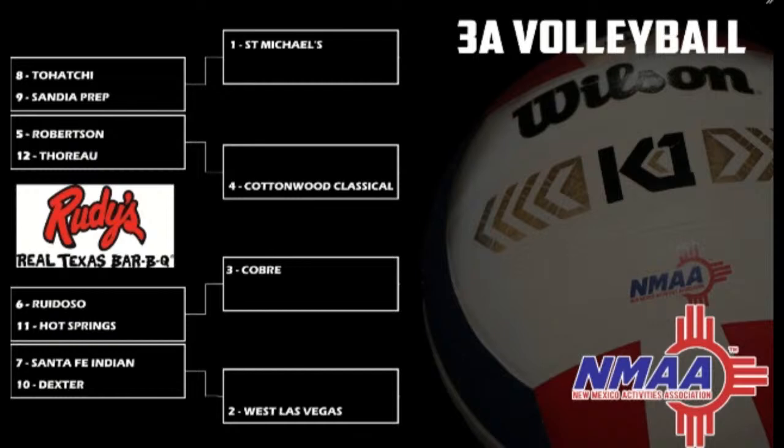Their championships for 3A will be played on Rio Rancho Event Center Court number 1. That's at 4 p.m. on Saturday. We'll have all of those games on the NFHS network.